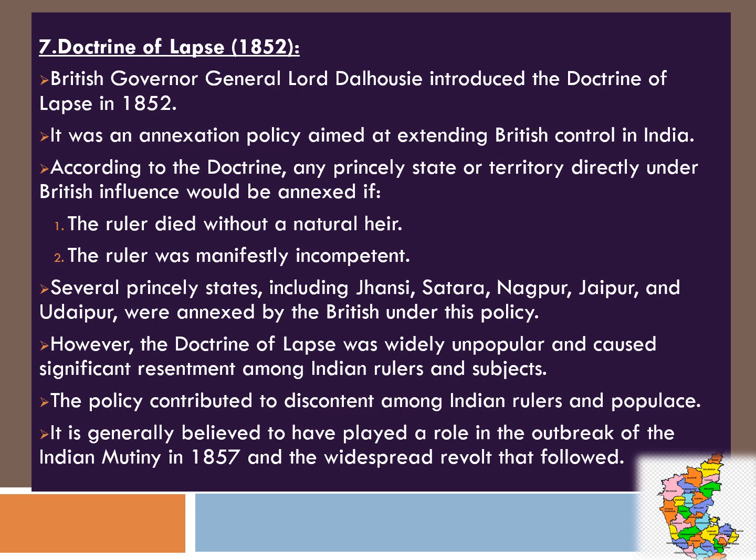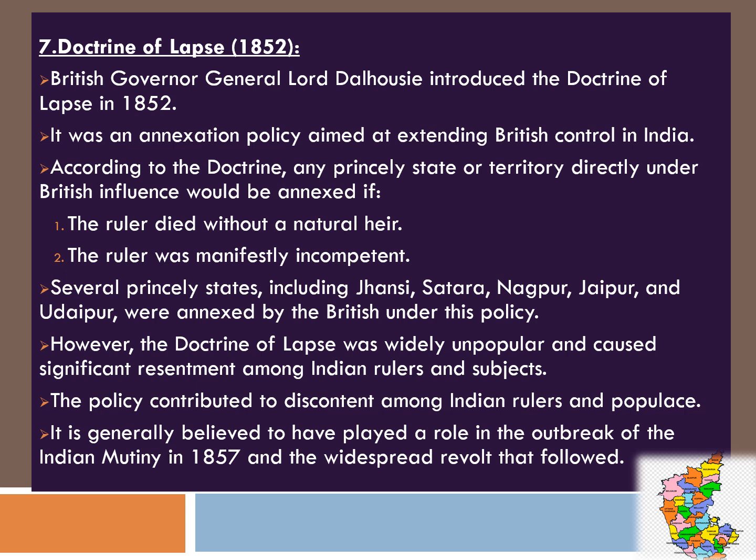Now, the last but not least is the Doctrine of Lapse. British Governor General Lord Dalhousie introduced the Doctrine of Lapse in 1852. It was an annexation policy aimed at extending British control in India. According to the doctrine, any princely state or territory directly under British influence would be annexed if the ruler died without a natural heir, or if the ruler was manifestly incompetent.